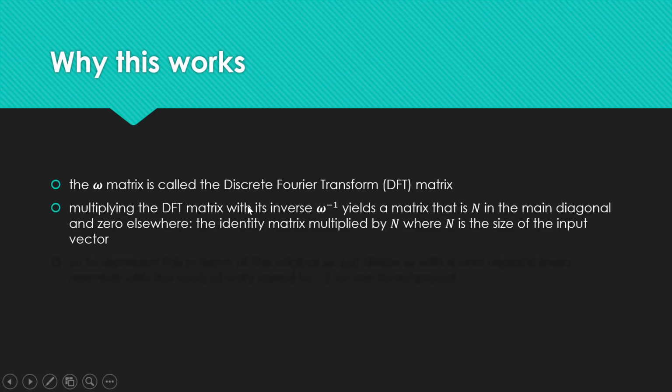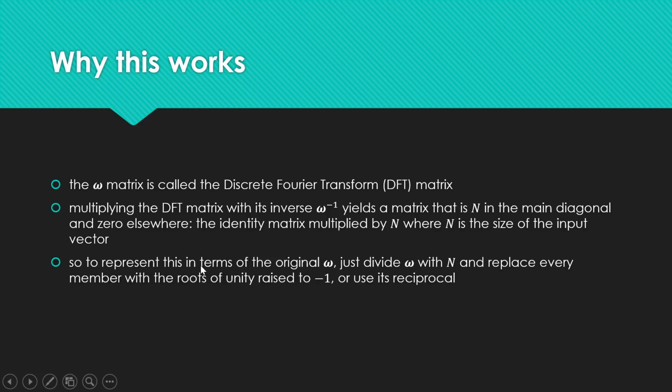Multiplying the DFT matrix with its inverse, omega^-1, yields a matrix that is simply n in the main diagonal, as in from upper left to lower right, and then 0 elsewhere. If you took some linear algebra lessons, that's familiar. That's the identity matrix multiplied by n, where n is the size of the input vector.